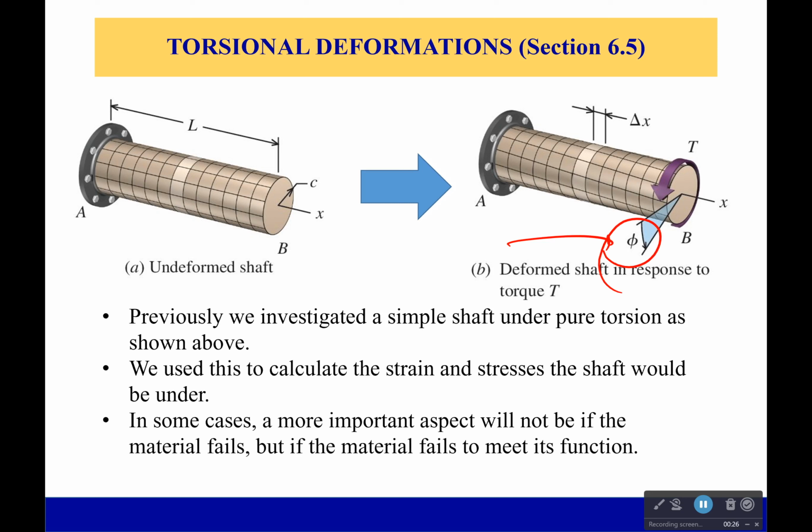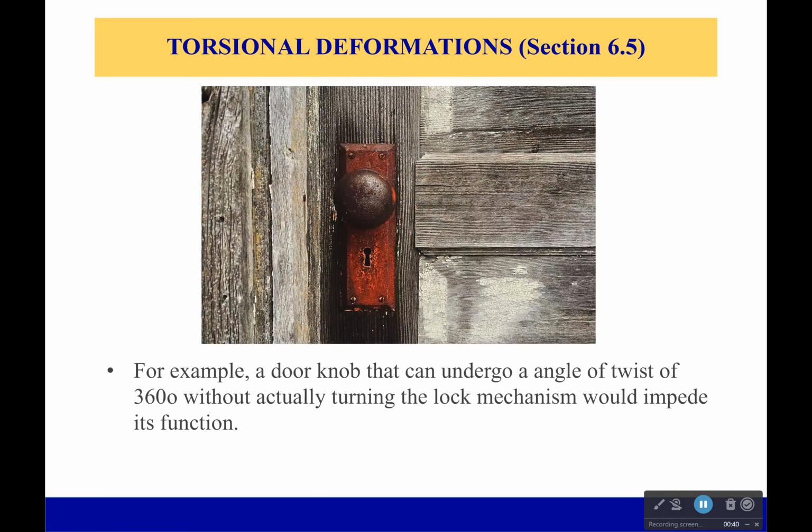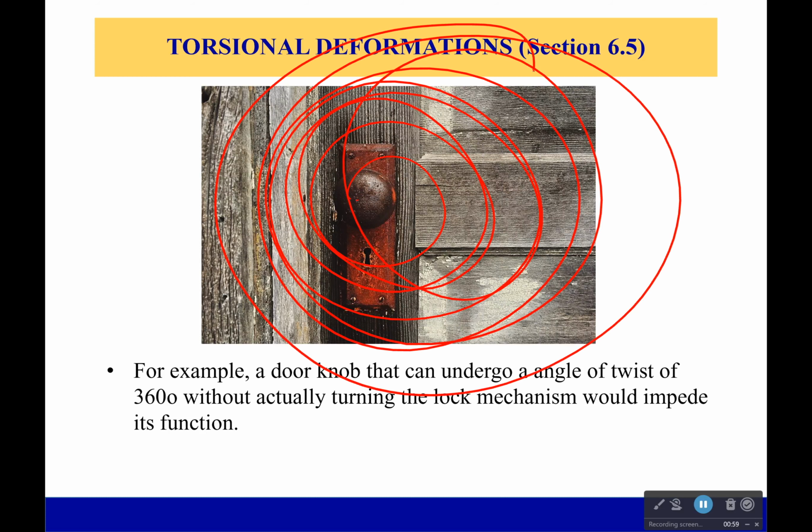However, in some cases, an important aspect of when a material has failed is when it fails to meet its function, not when it breaks. For example, let's look at this doorknob right here. Imagine that you could spin that doorknob 360 degrees. Well, that's not too crazy, but what I mean is that it's not actually turning the locking mechanism. The doorknob is so flexible that its shaft can spin and spin and spin until finally, after like 15 spins, it gets tight enough that you can actually turn the doorknob.